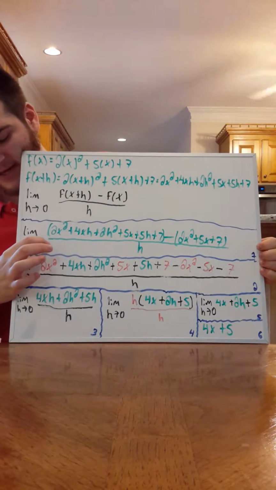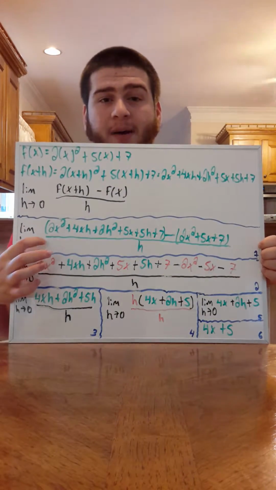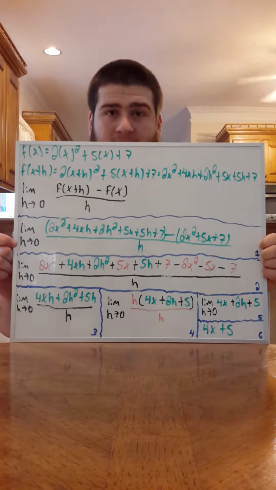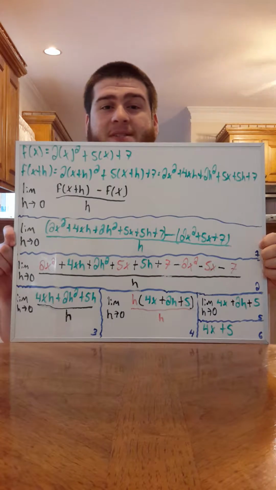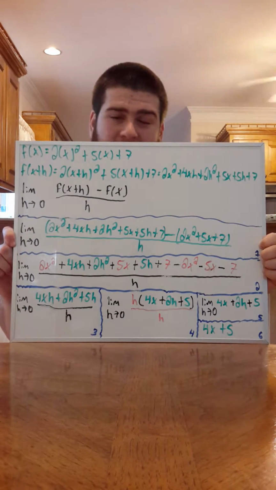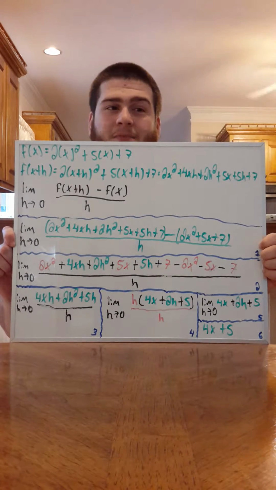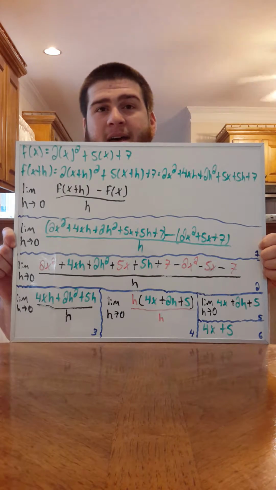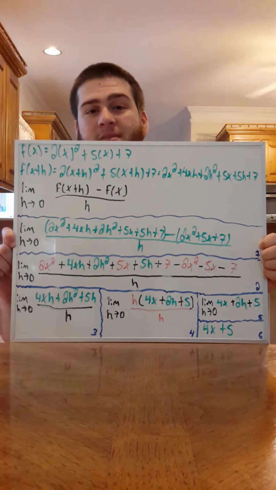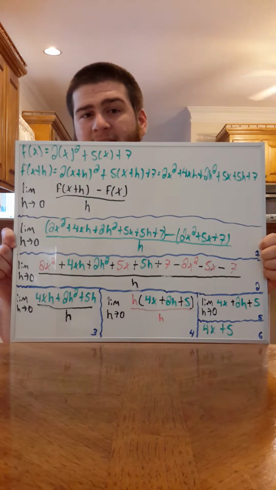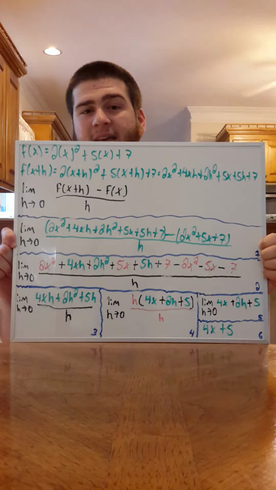Alright, so now we're finally over here. We can actually start solving the problem. So we have the limit as h approaches 0 of 2x squared plus 4xh plus 2h squared plus 5x plus 5h plus 7 minus parentheses 2x squared plus 5x plus 7, and then we close the parentheses, and that's all being divided by h. For the purpose of saving time, I'm going to say everything in green is probably going to be staying. Everything in red is going to cancel out with something.